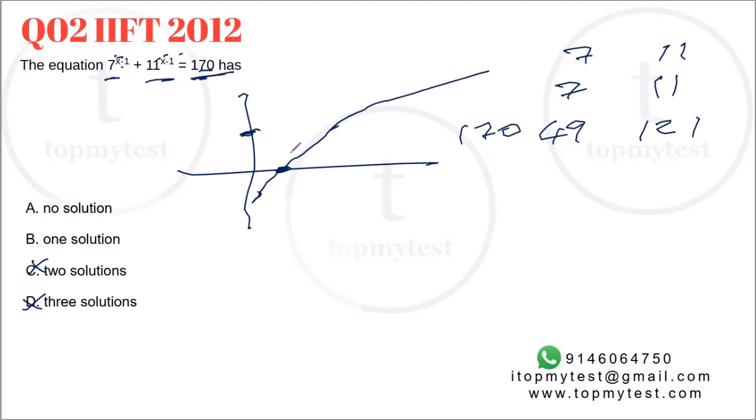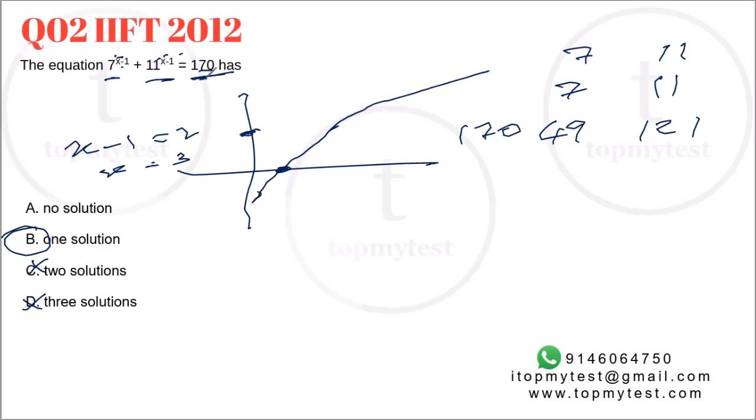So I know x minus 1 equals 2, or x will be equal to 3. That is the only one solution possible, right? Key point, it's a monotonic function. So if there is a solution, there is only one solution, not more than one solution is possible.